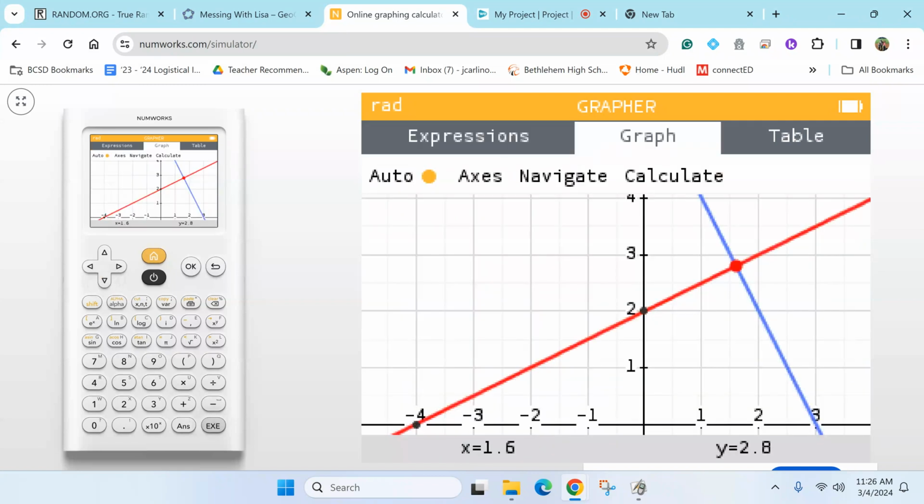There's my line of reflection. There's AA prime, just an extended version of it. And I want to know where they intersect. I believe you can just scroll over to where they intersect and it'll literally say on your screen, intersection.